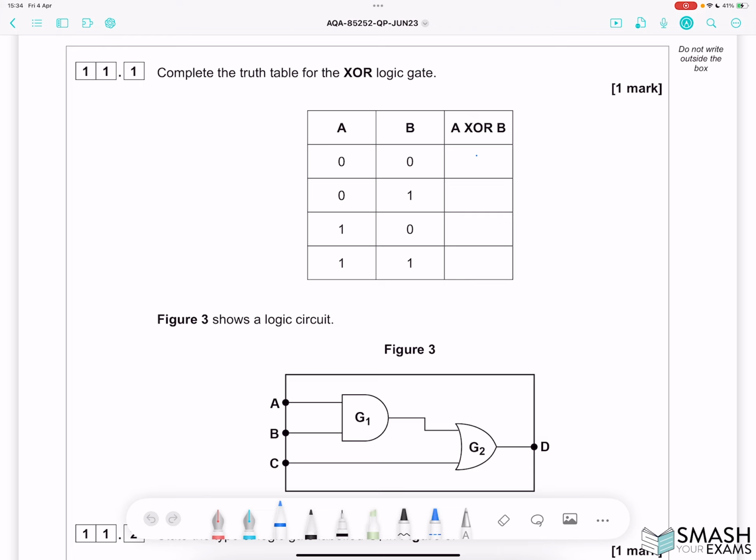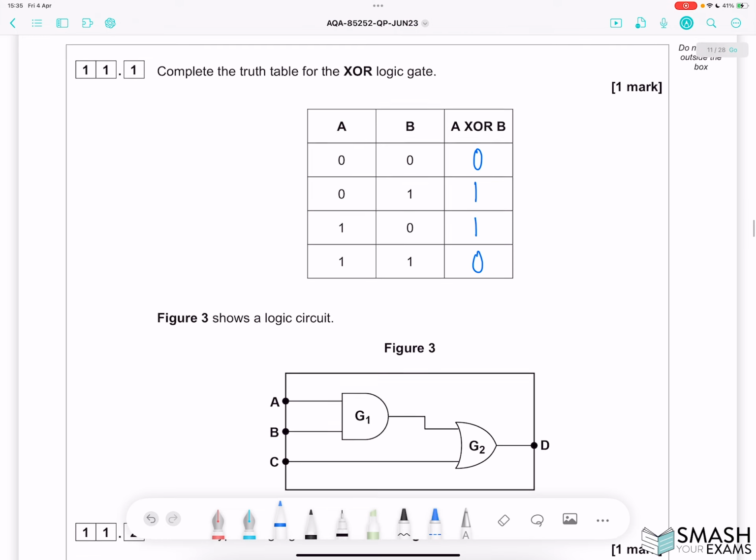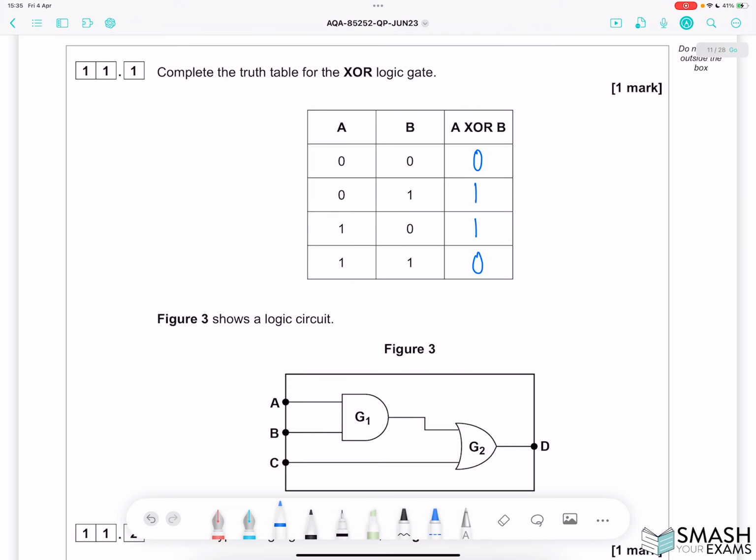So in that case, 2 zeros would present us with a 0, false. 0 and 1 would give us 1. 1 and 0 would give us 1, and 1 and 1 would give us 0. Remember, in a normal OR gate, that would have also given us a 1, but this isn't a normal OR gate, it's exclusively OR, so it's only those two ones there.